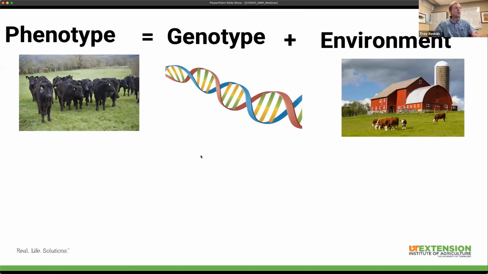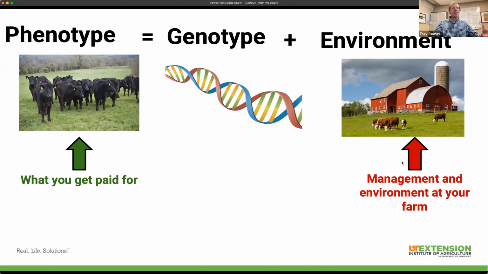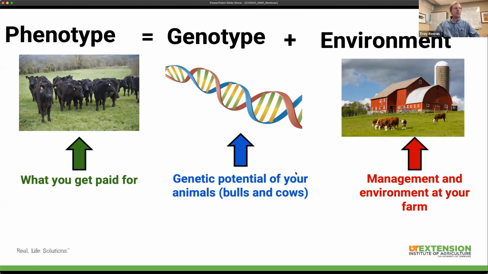And so we'll come back to this phenotype equals genotype plus environment slide. And I think it's helpful to break this out in the context of the phenotype is what we're getting paid for in our operations. So when you take a load of calves to the sale barn, you're getting paid for that weight, right? You're getting paid for that phenotype. But some of that is going to be due to the management and environment on your farm. And some of that is going to be due to the genetic potential of your animals, right? How good genetically are your bulls? How good genetically is your cow herd?